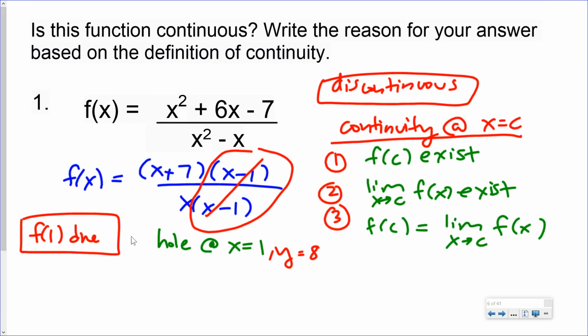Okay. So guys, that is an answer, and I would be happy with that. You can stop right there. But guys, there are some other answers to this problem. You agree? Where else is this function discontinuous? At x equals 0. How'd you get that? Because it's just x equals 0.